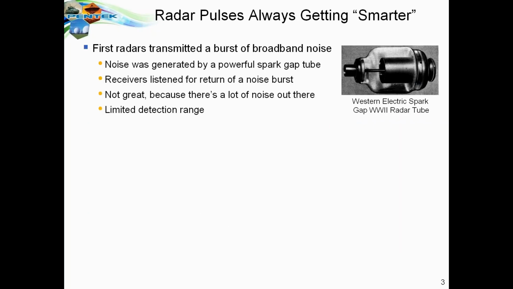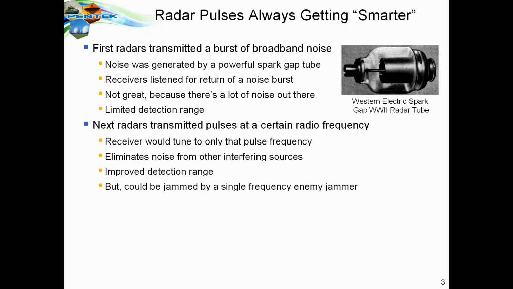The first radar pulses were simply a burst of broadband noise generated by a spark gap tube. The receivers listened for this burst of noise and measured the time it took for it to return. This worked, but just barely, because there's a lot of other noise out there and it has a very limited detection range.